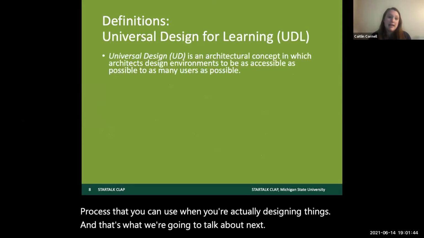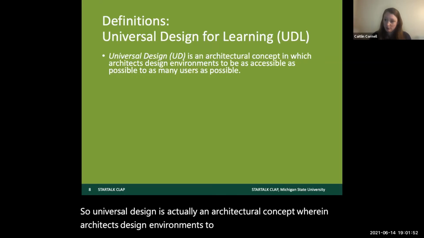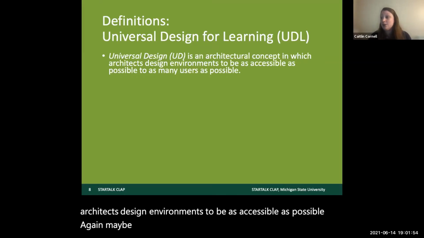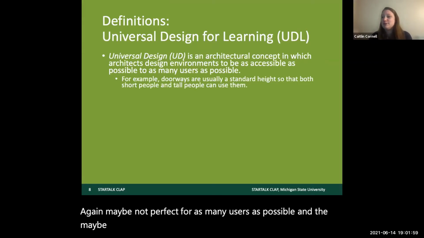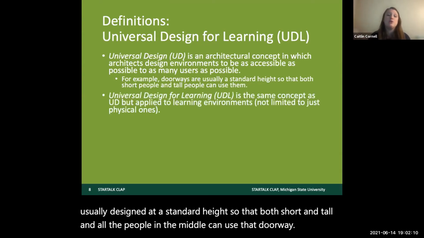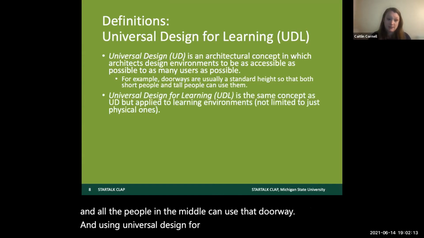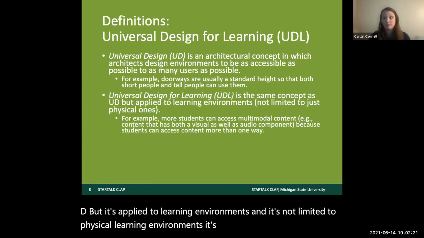So universal design is actually an architectural concept wherein architects design environments to be as accessible as possible. Again, maybe not perfect, for as many users as possible. And the maybe slightly silly example that I often use is doorways that are usually designed at a standard height so that both short and tall and all the people in the middle can use that doorway. And universal design for learning is the same concept as UD, but it's applied to learning environments, and it's not limited to physical learning environments. It's not just about a classroom space.